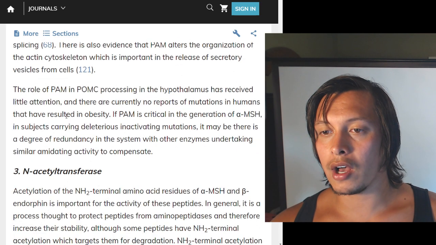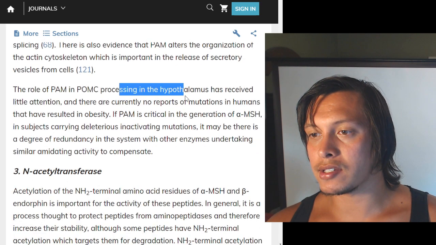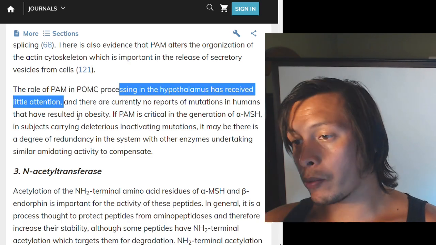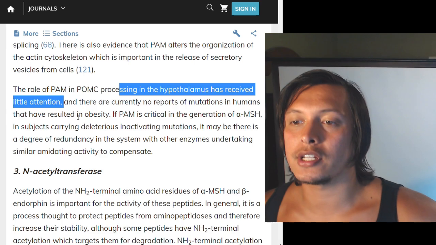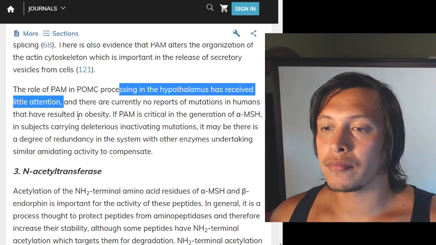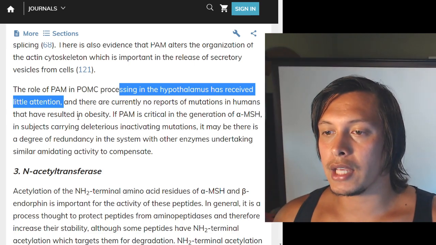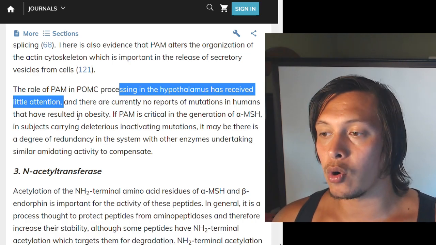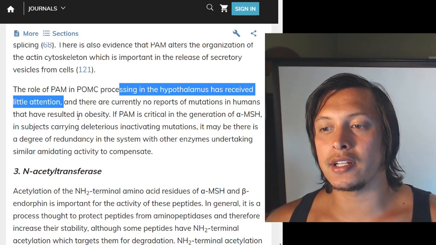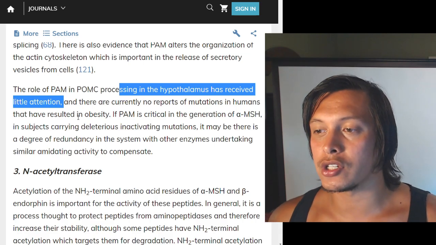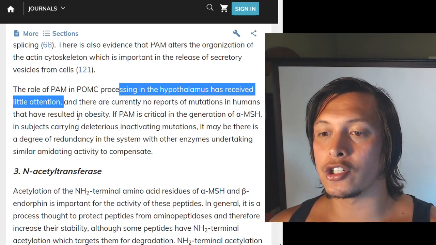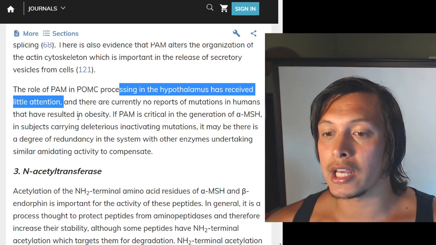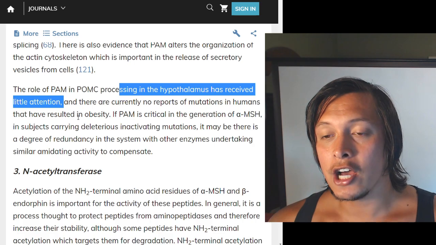So the role of PAM in POMC processing in the hypothalamus has received little attention, and there are currently no reports of mutations in humans that have resulted in obesity. If PAM is critical in the generation of alpha melanocyte stimulating hormone, in subjects carrying deleterious inactivating mutations, it may be there is a degree of redundancy in the system with other enzymes undertaking similar amidating activity to compensate.